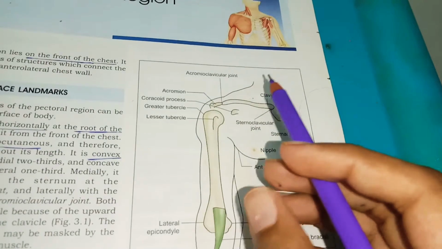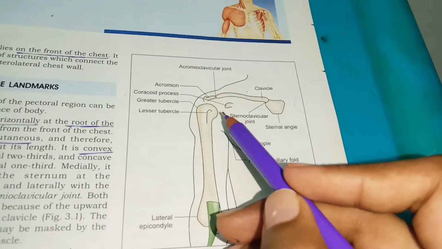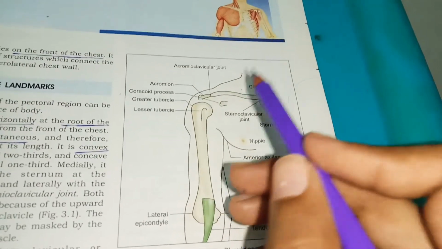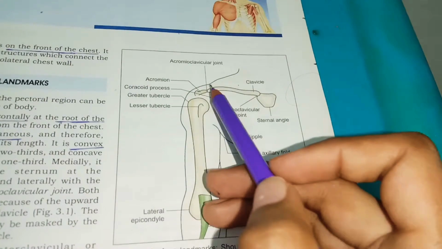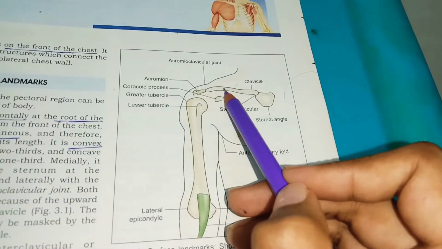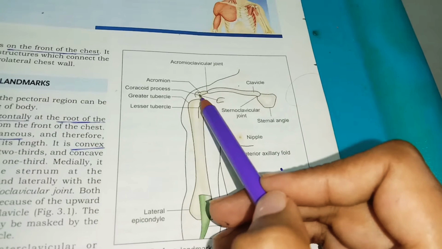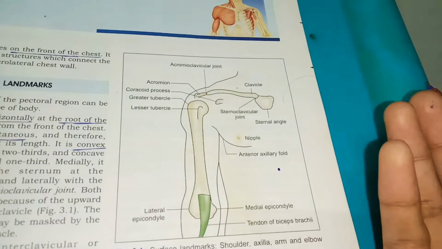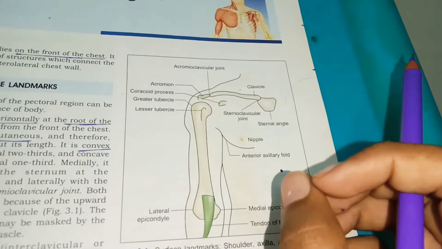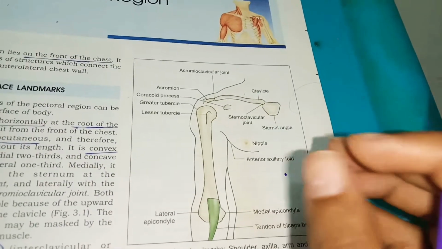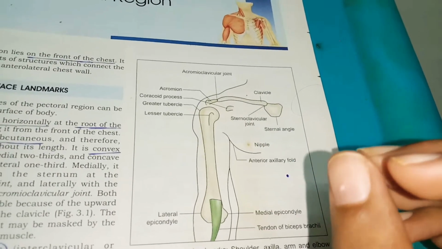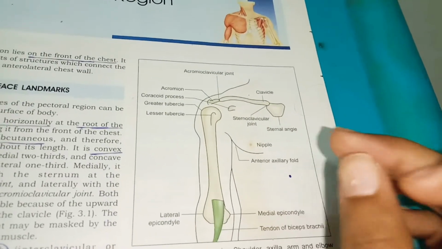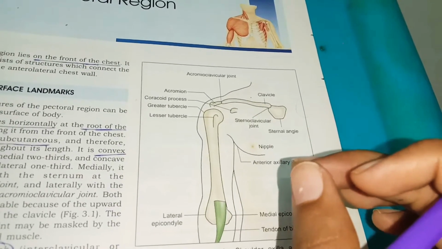Now coming to the medial side, the clavicle forms the sternoclavicular joint with the sternum, according to its name. On the lateral side it forms the acromioclavicular joint with the acromion, which is the scapular process. Everything is just according to its name, very simple. These are the two joints formed by the clavicle, and both joints are palpable. You can palpate both the medial joint as well as the lateral joint of the clavicle.